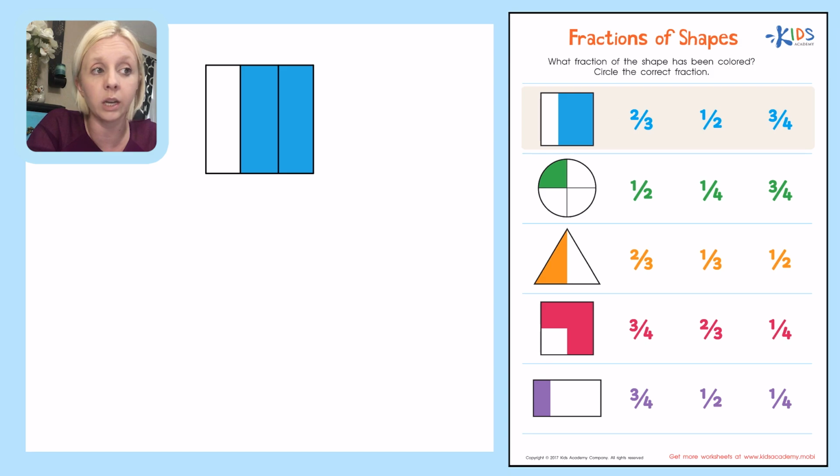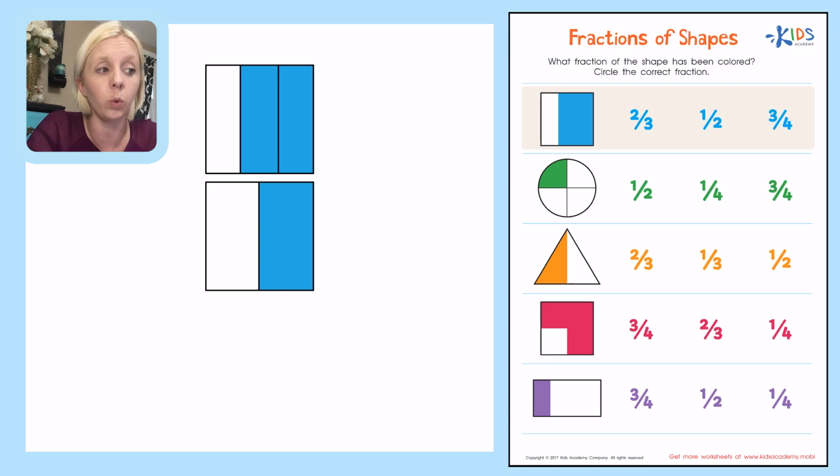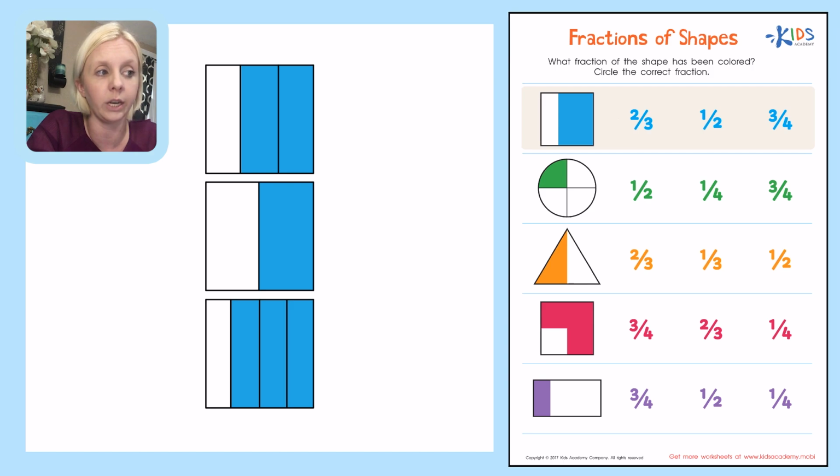The next option says 1/2. So that means the bottom number tells us that the square would be divided up into 2 equal parts right down the middle. And then one of them would be filled in to be 1/2, okay? The last one is 3/4. So 3/4 tells us that the square would be divided into 4 equal sections, okay? And that 3 of them would be filled in, okay?